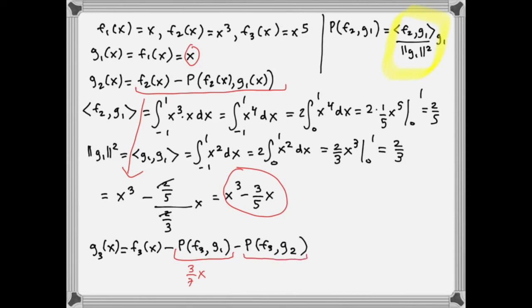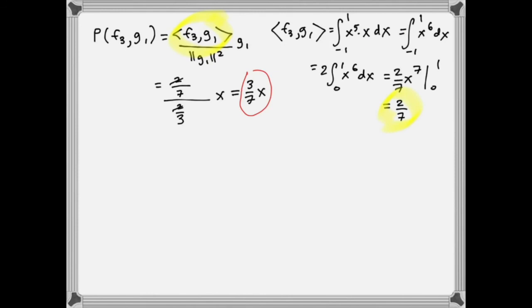Let me go back on the other page. We want to do the projection of F3 onto G2. The projection of F3 onto G2. So to do this, we need to do the inner product of F3 with G2 divided by the norm of G2 squared times G2.